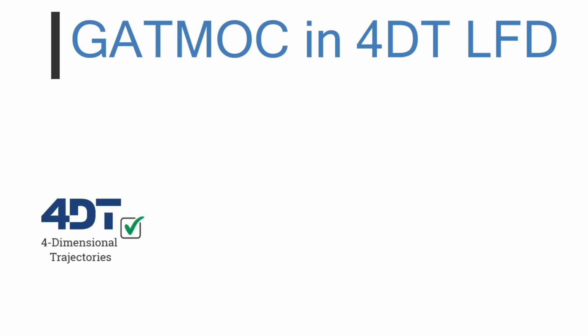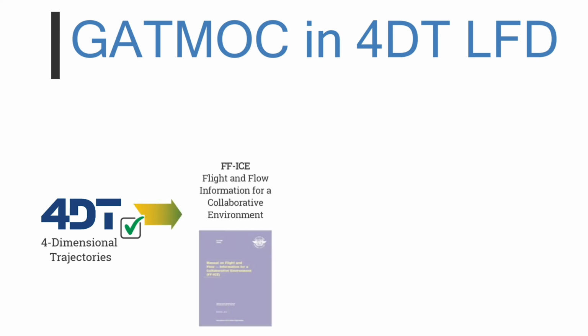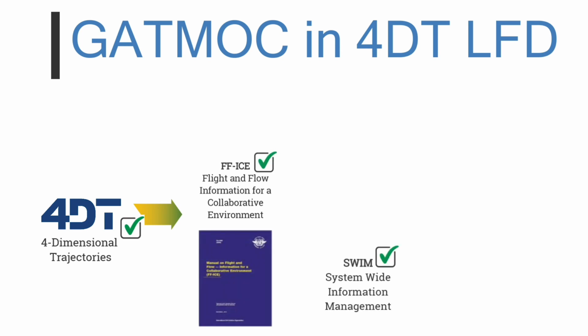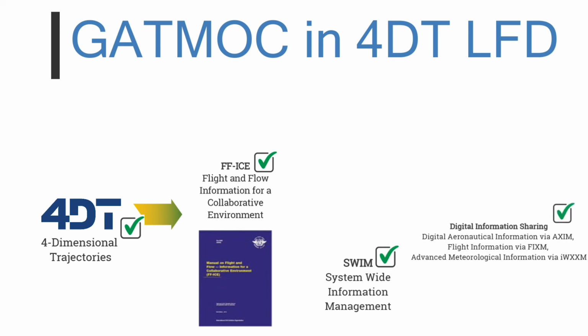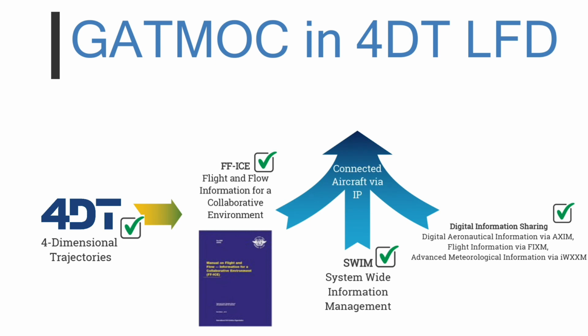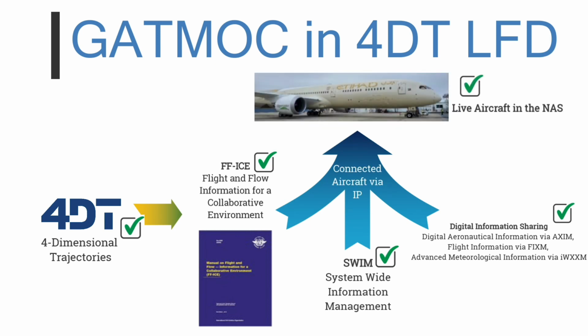To recap, the 4DT live flight demo was able to demonstrate 4D trajectory negotiations, clearances, and intent information with the connected aircraft. The live flight in the NAS was also able to demonstrate FF-ICE Revision 1 and Revision 2 capabilities, both ground-to-ground and air-to-ground SWIM, as well as the sending and receiving of AIXM, FIXM, and IWXXM messages. All of this was done leveraging existing flight deck technology available on the stock Boeing 787 with a few software modifications. The exciting part is, a lot of what can be done with 4DT and with future operations can be handled with the software, which is a good thing because it's easier to change.